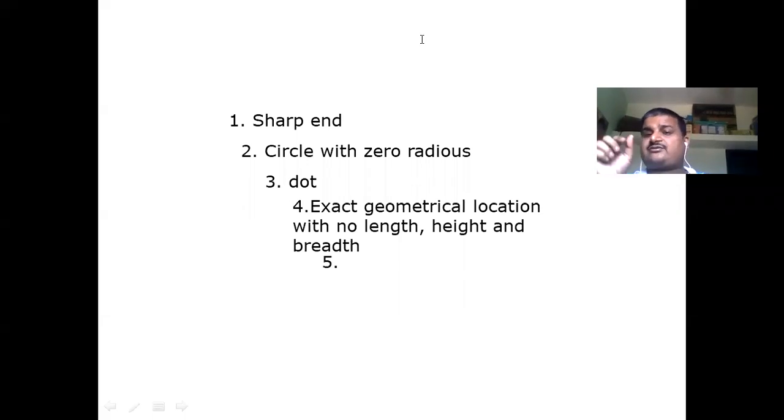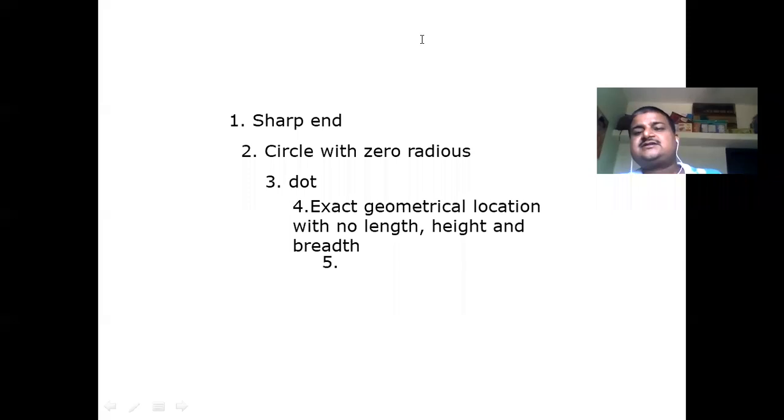But when we discuss the circle, it has different properties. So we cannot say directly that it is the circle with 0 radius, but yes, we can say that it is an element with 0 dimension. So this second statement we can modify: it is an element with 0 dimension.